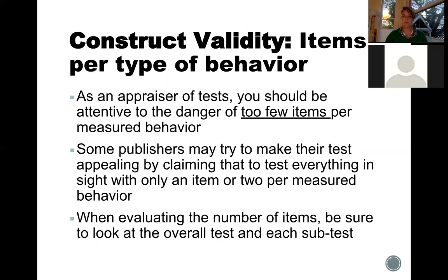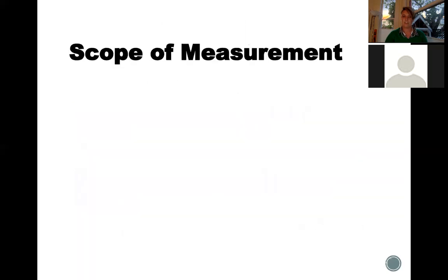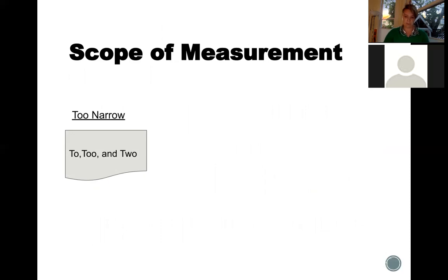Okay, so construct validity. Here are some considerations to look at. For example, you might think about the scope of the measurement of this test. If you're selecting a spelling test that would only measure spelling in terms of the word "to," that would be way too narrow. It wouldn't give us a really broad understanding of that student's ability to spell.